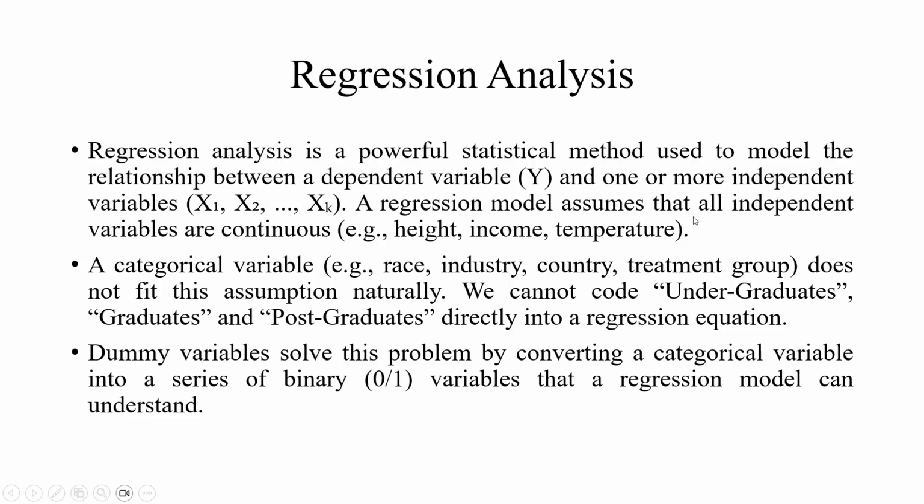A regression model assumes that all independent variables are continuous, such as height, income, and temperature. Now, what if our independent variable is categorical? The example is race, industry, country, treatment group. A categorical variable does not fit these assumptions naturally. That is the assumption of regression analysis. As we cannot code undergraduates, graduates, and postgraduates directly into the regression equation.